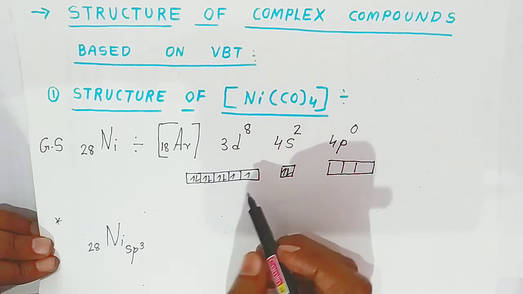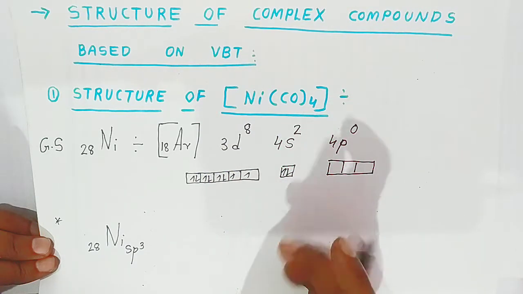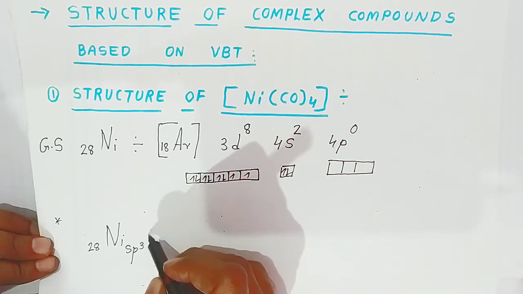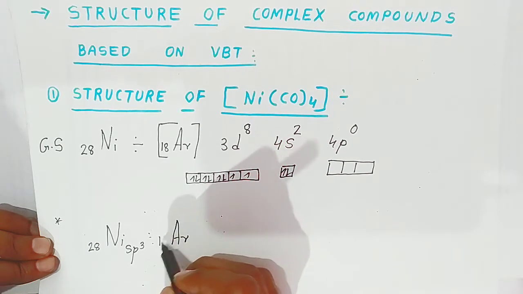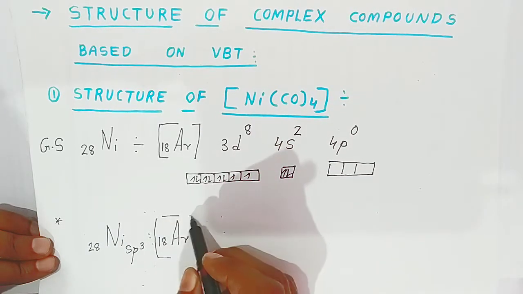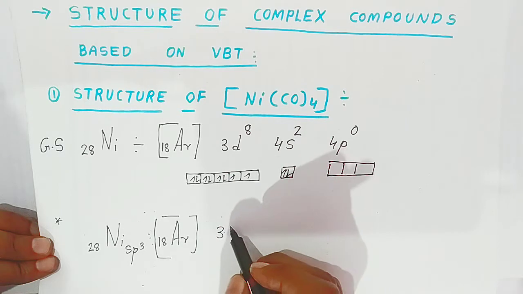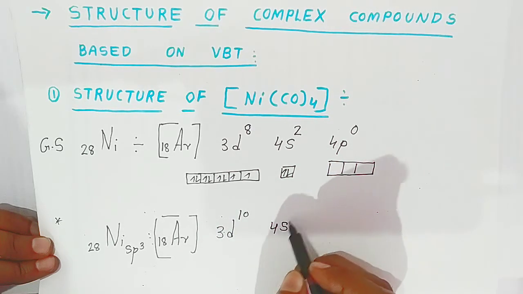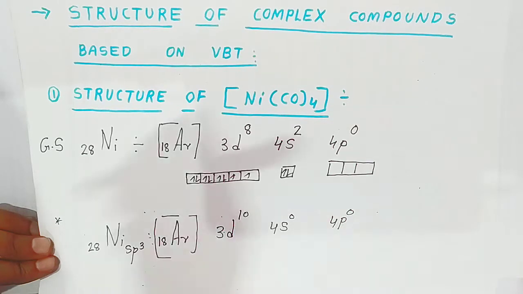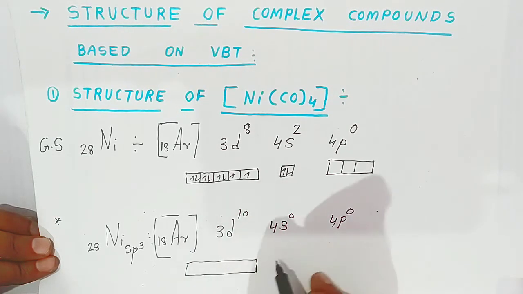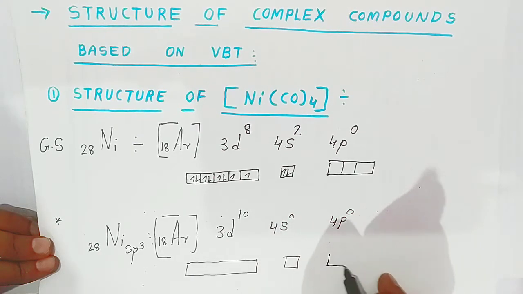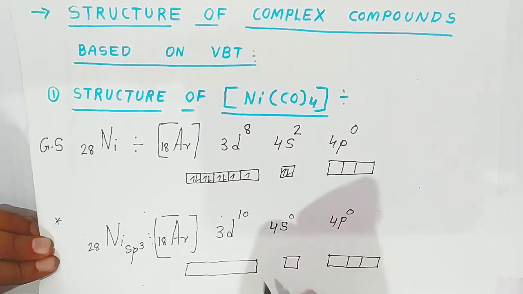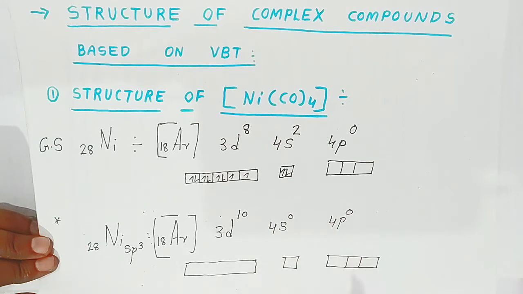So the structure will be 3d10 and 4s0. Argon will be as it is, argon 18. It will become 3d10, 4s0, and 4p0 is already there. Now when you write the subatomic orbitals of 3d10, how are you going to fill 10 electrons? Here there are no electrons, and the s orbital and p orbitals are vacant.